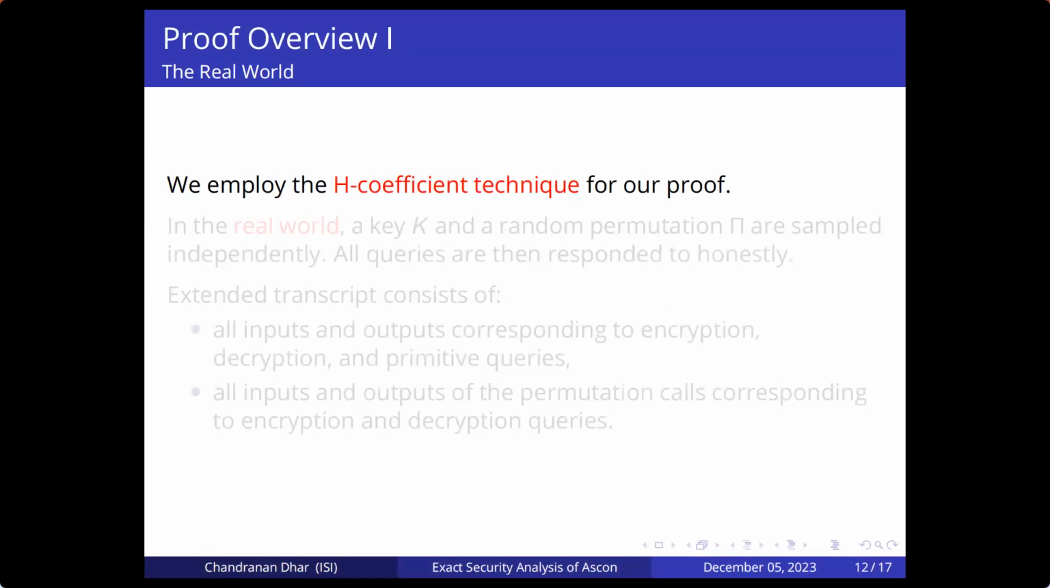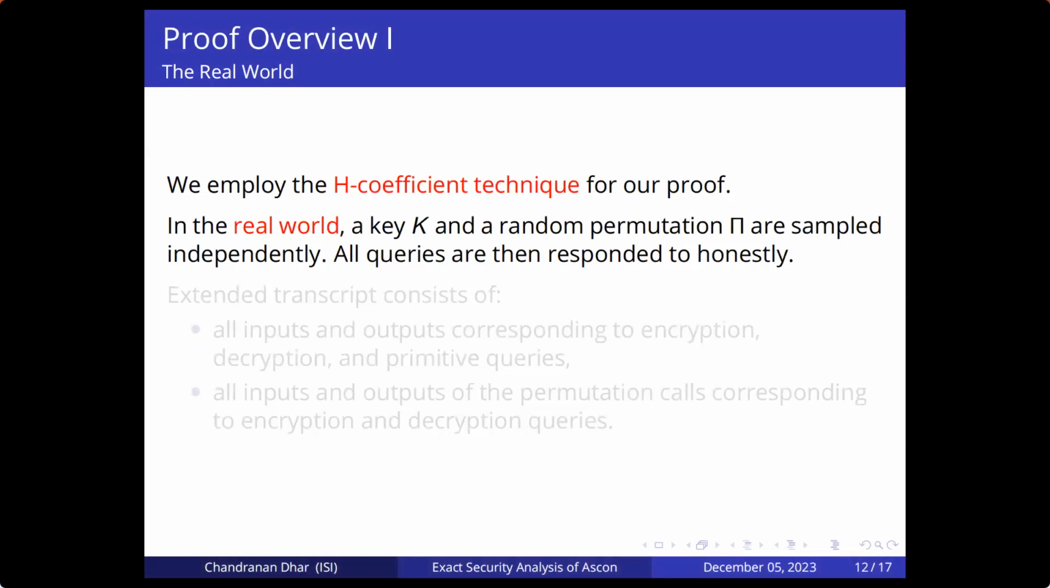So now I'll just give a brief overview of our proof. We employ the H-coefficient technique for our proof. To employ the H-coefficient technique, you need two worlds, the real world and the ideal world. I will describe the two worlds one by one.